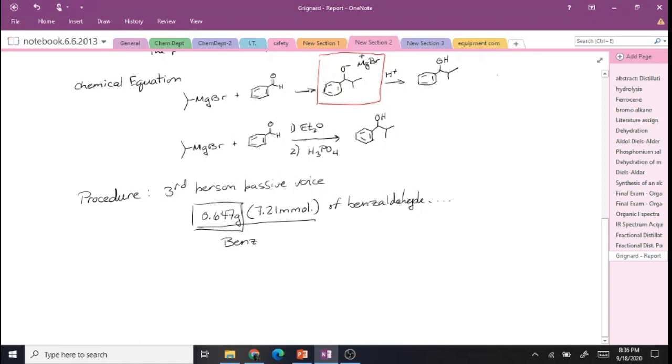No, we do not write procedures in Yiddish. You do need to use proper grammar. You can simply write aldehyde and then in parentheses give the quantity, 6.47 grams, comma, 7.21 millimoles, and then state what you did with that. You can start with the name of the compound and then continue.